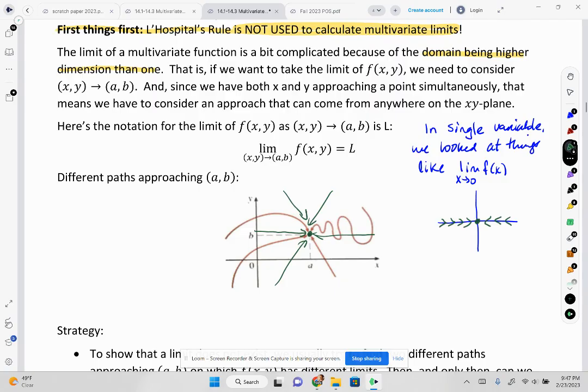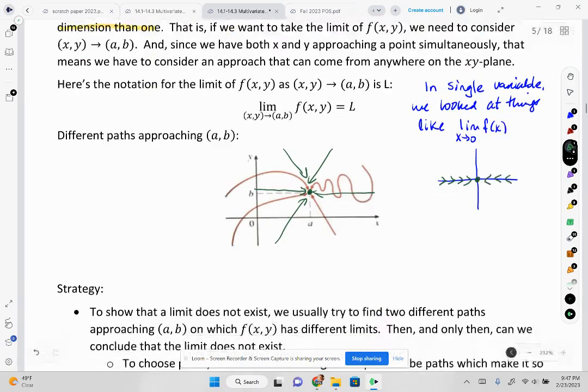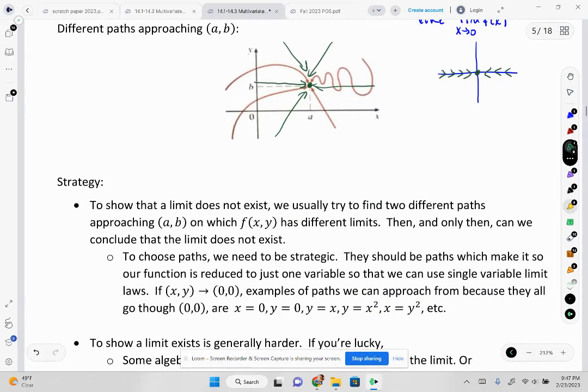When we're just looking at x approaching 0, either the limit is going to exist as x approaches 0, or it doesn't. But in our case, we don't get a definitive answer very easily every time. So we have some strategies. Now, to show that a limit does not exist, we have to find two different paths on which f of x, y has different limits.